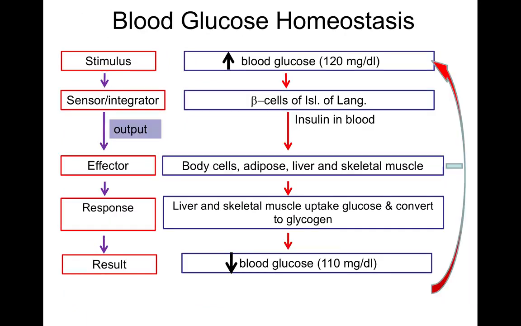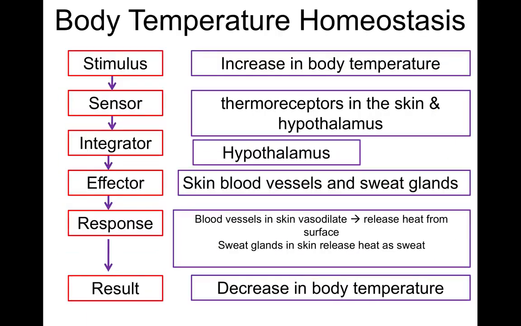Note that there is a negative feedback loop in this process, which, I'm sorry, I didn't show the arrow in this case, but it starts from the result and goes back to the stimulus. So you basically shut the system down as soon as you reach normal body temperature. Because if the system does not get shut off, you continue to decrease the body temperature, and as a result, you go to the other extreme.